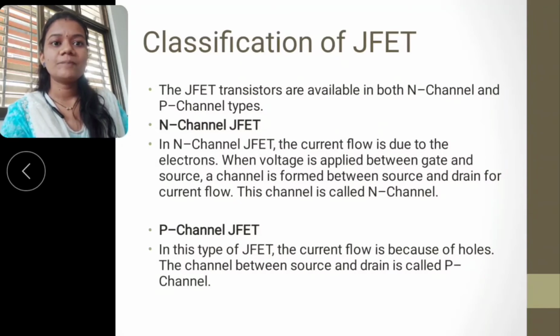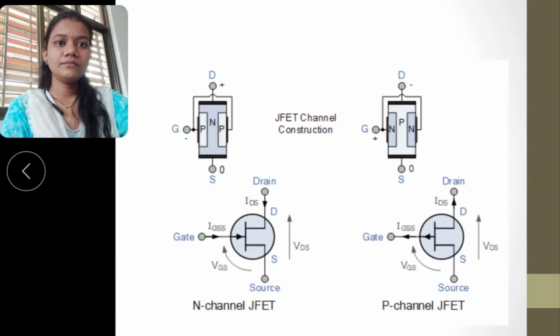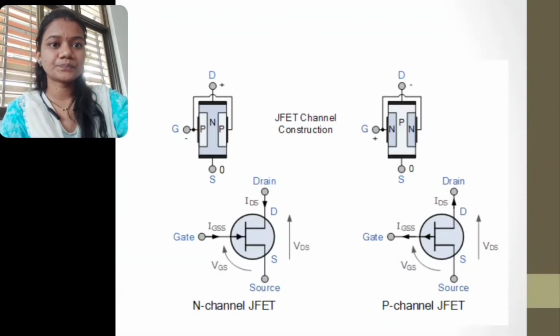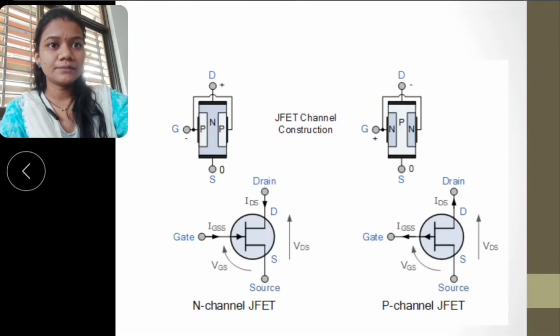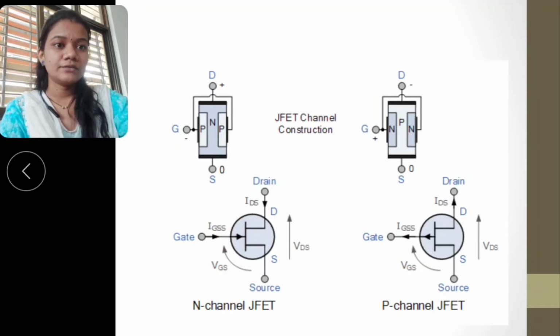And what is a P channel? In a P channel, the current flows because of the holes only. The channel between source and drain we call a P channel. This is the symbol of the N channel JFET, and this is the symbol of the P channel JFET. The difference is the direction of current flow. In the N channel it is the inward direction, and in the P channel the current flow direction is outward.